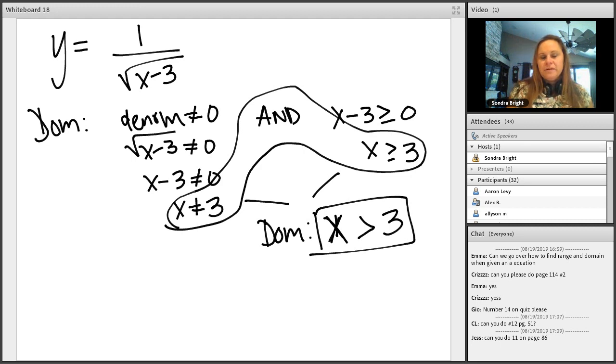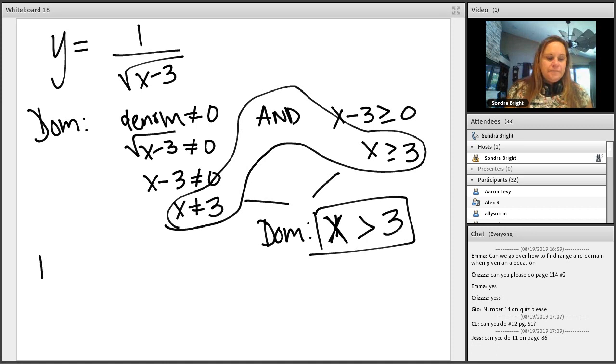That's how you do it when there's both a variable in the denominator and at the same time, you've got an inequality happening as well. I'm sorry, not an inequality, a radical, right? You've got a variable under the radical. So that's how you handle that.